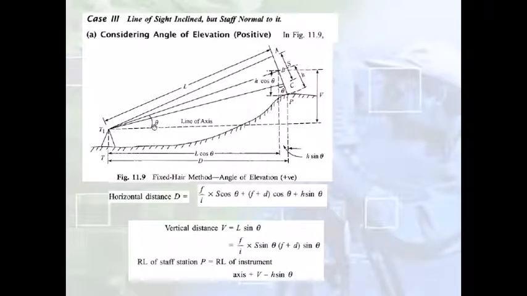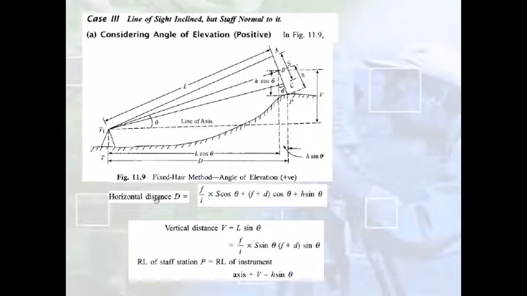So this theta is the angle between the horizontal axis and the inclined line, and over here the staff is held perpendicular to the line of sight. So previously this was the imaginary line, now this is the real line, and the imaginary line now is actually the vertical axis. Now again, the angle between the vertical axis and the leveling staff, which is held perpendicular to the line of sight, is again theta.